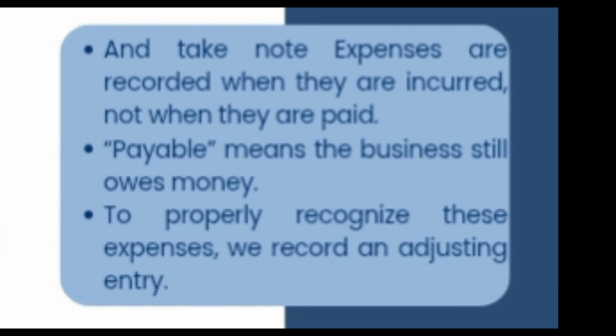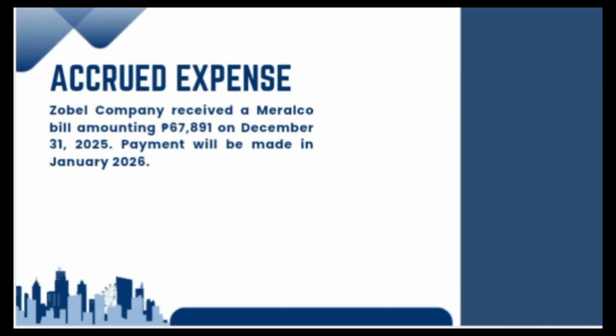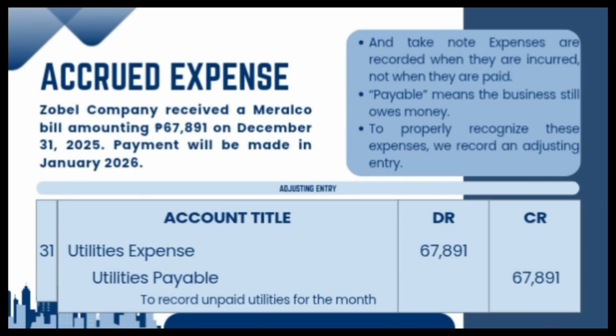And for you to understand more, we will give you an example. So, here's the given example. Zobel Company received a Meralco bill amounting to 67,891 on December 31, 2025. Payment will be made in January 2026. So our adjusting entry will be utilities expense debit 67,891, credit utilities payable 67,891 pesos to record unpaid utilities for the month.